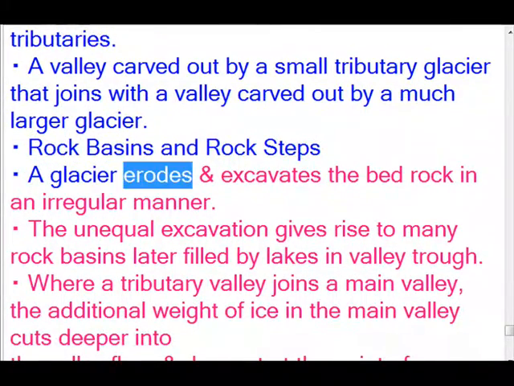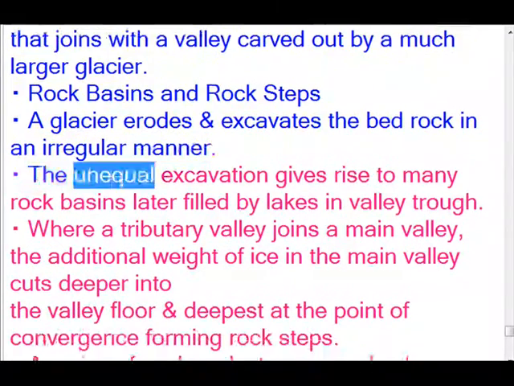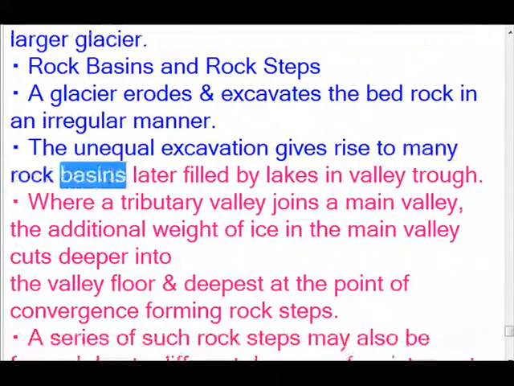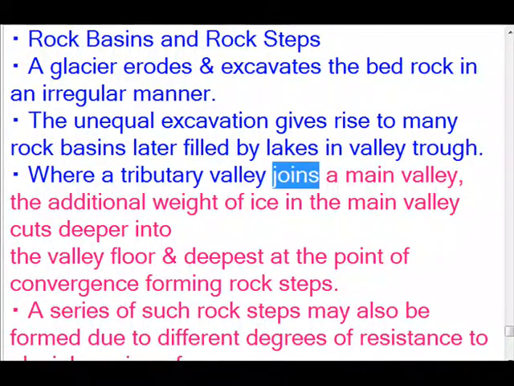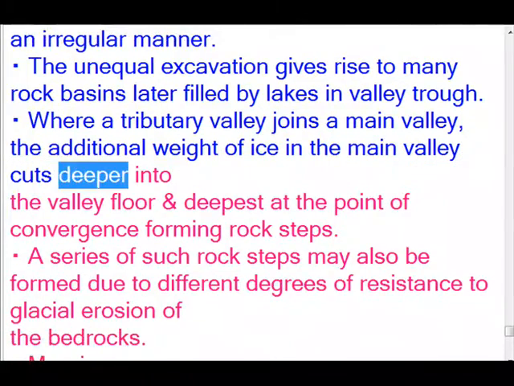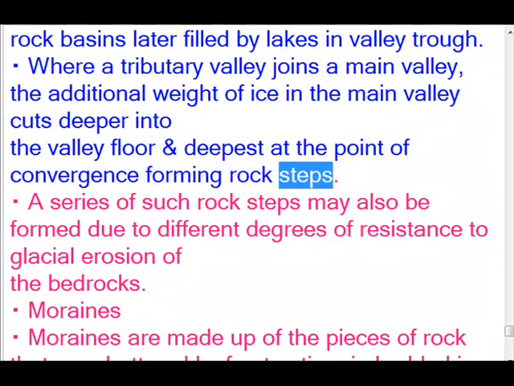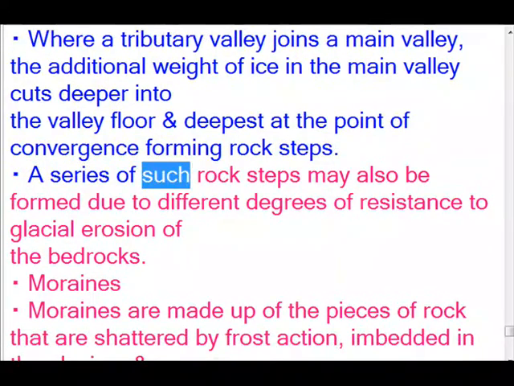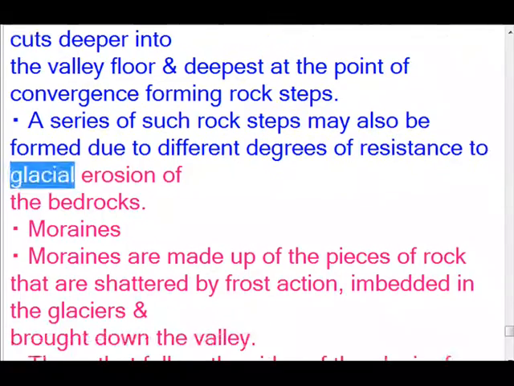Rock basins and rock steps. A glacier erodes and excavates the bedrock in an irregular manner. The unequal excavation gives rise to many rock basins, later filled by lakes. In valley troughs where a tributary valley joins the main valley, the additional weight of ice in the main valley cuts deeper into the valley floor, deepest at the point of convergence, forming rock steps. A series of such rock steps may also be formed due to different degrees of resistance to glacial erosion of the bedrocks.